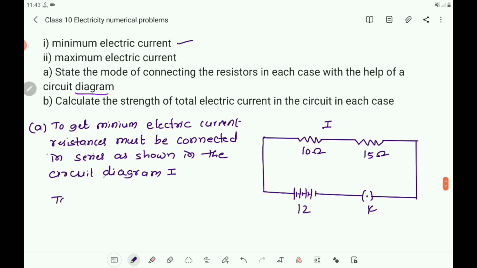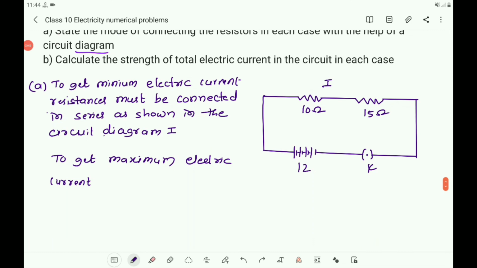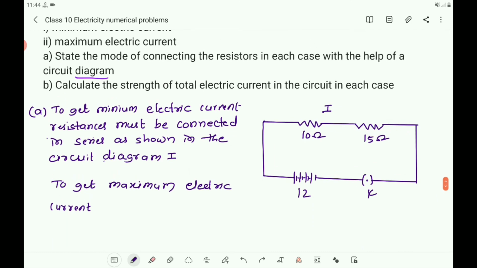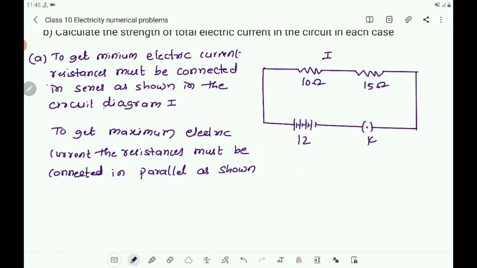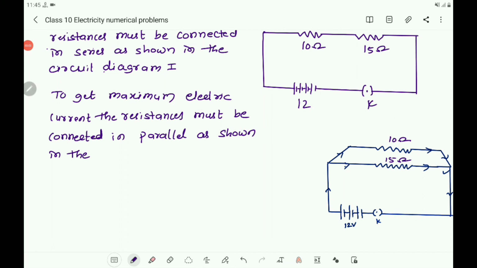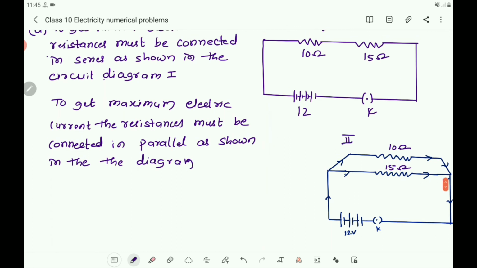And next, to get maximum electric current, the resistances must be connected in parallel as shown in the diagram. This is the second one, you take diagram second.